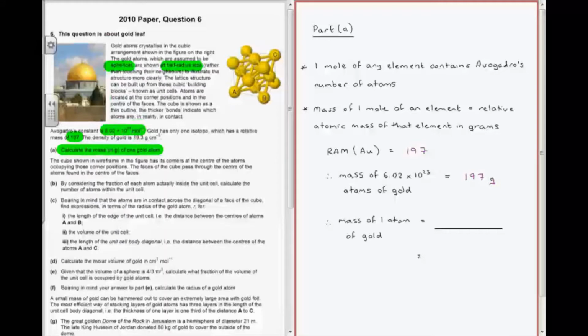And therefore we can calculate the mass of one atom of gold as 197 grams divided by Avogadro's number of atoms, which is 6.02 times 10 to the 23. If we do that sum, we calculate the mass of an individual atom of gold as 3.27 times 10 to the minus 22 grams, and that answer is given to 3 significant figures.